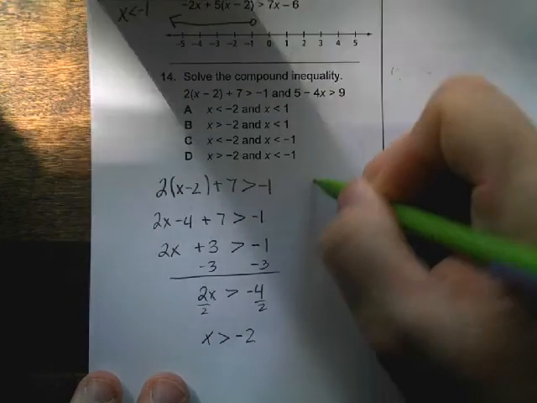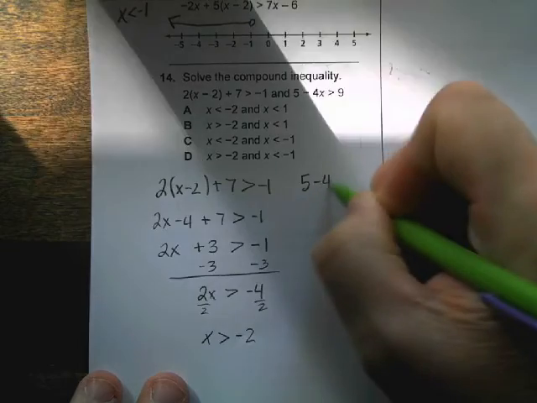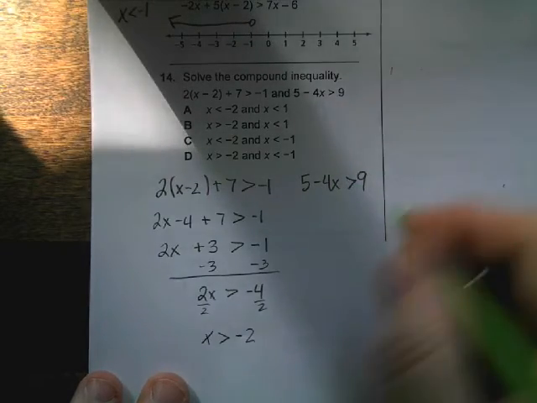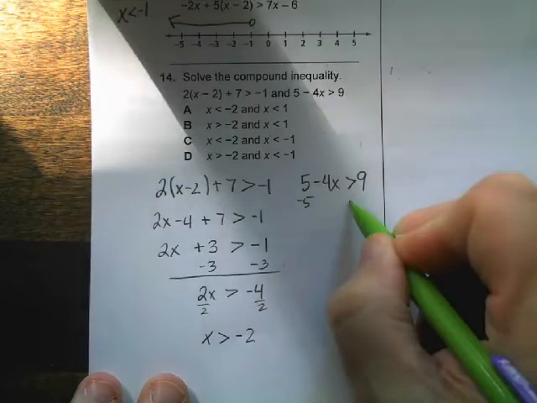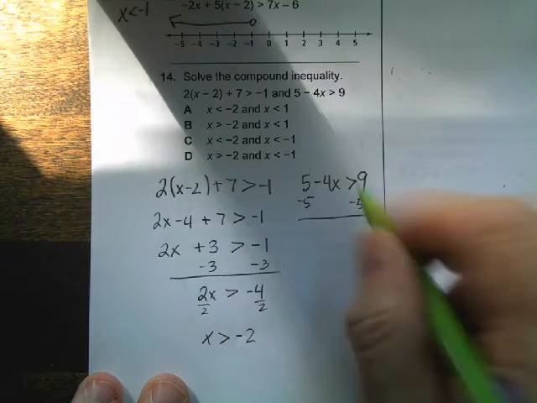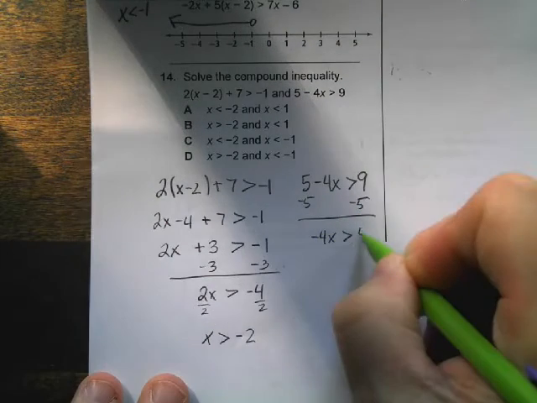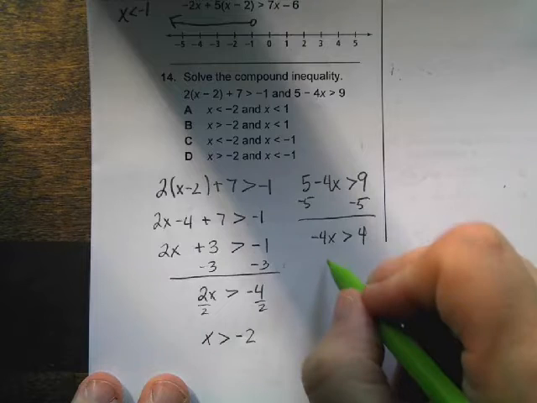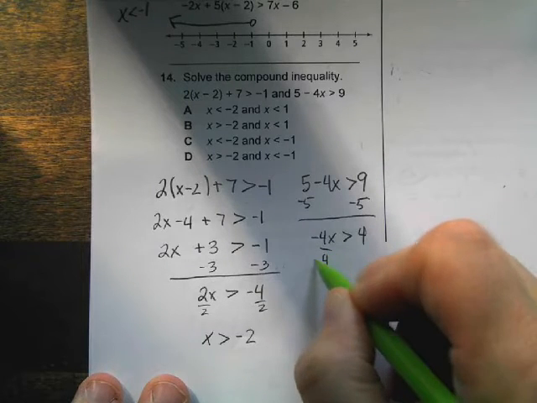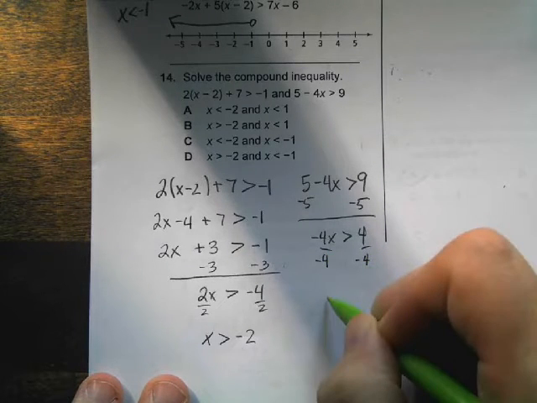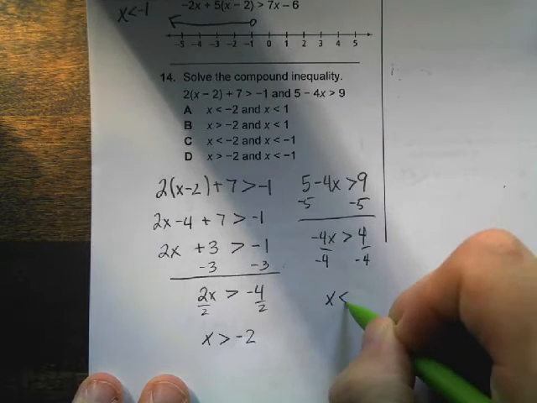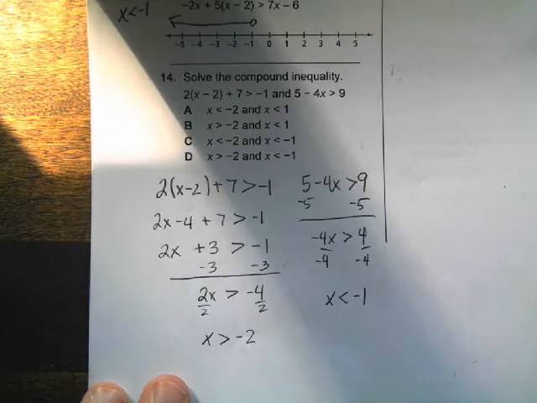And then we write down this other one. 5 minus 4x is greater than 9. So subtract 5 from both sides. And I get negative 4x is greater than 4. Divide by negative 4. And I get x is less than negative 1. Okay.